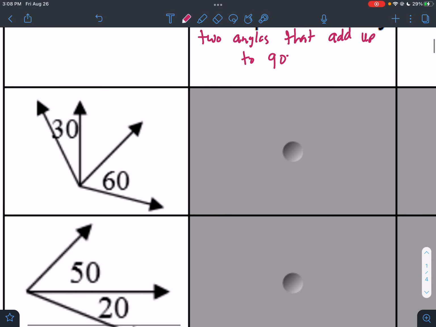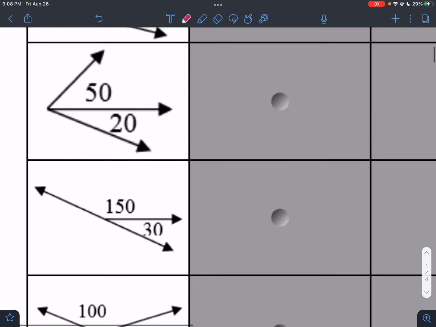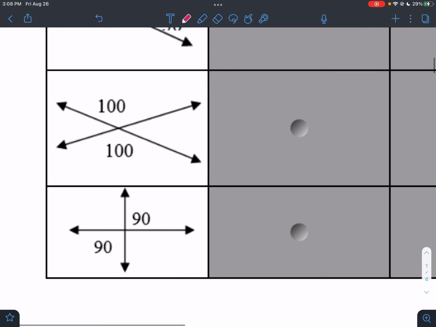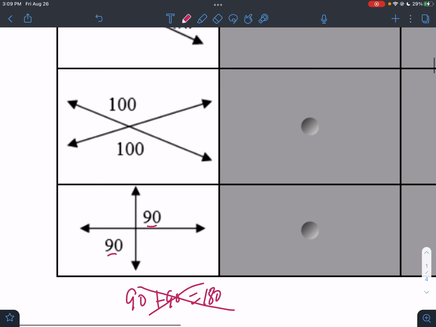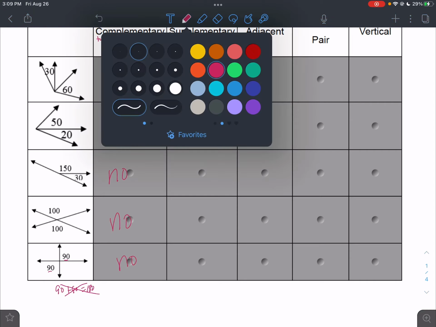So here, do we have two angles that add up to 90 degrees? I see a 60 and a 30, and that's a big yes. Those are complementary angles. Nailed it. 50 and 20, that adds up to 70. That is not complementary. 150 plus 30, that's 180, not complementary. Those are both 100 degrees, not complementary. This one might get a few people, but that's a 90 and a 90. What is 90 plus 90? Ooh, that is not complementary. So the only yes was that very first section. It's the only ones that added up to 90 degrees. The rest are big no's.